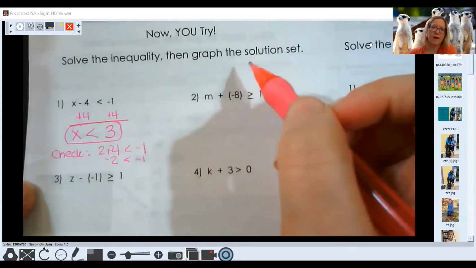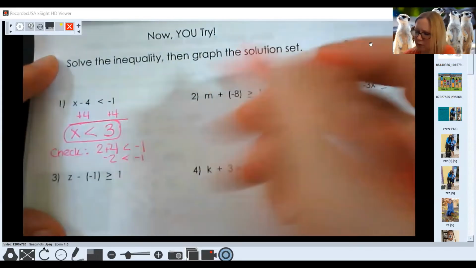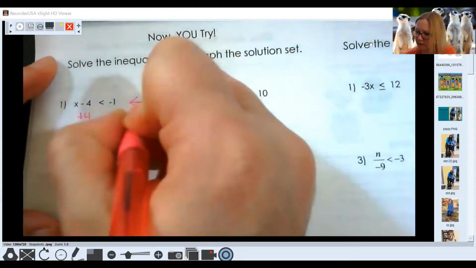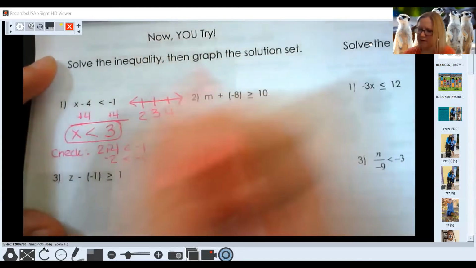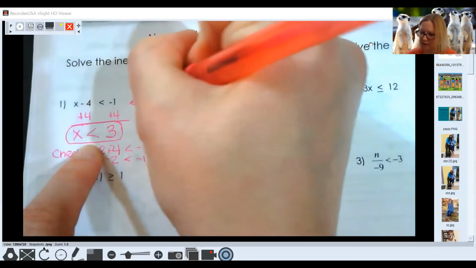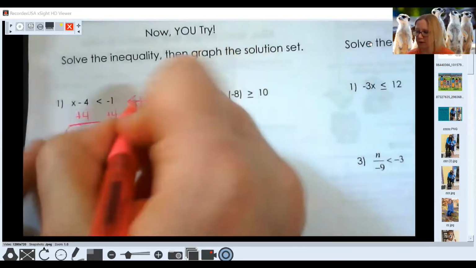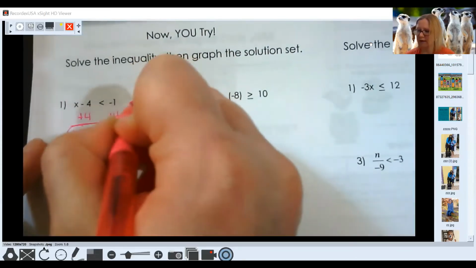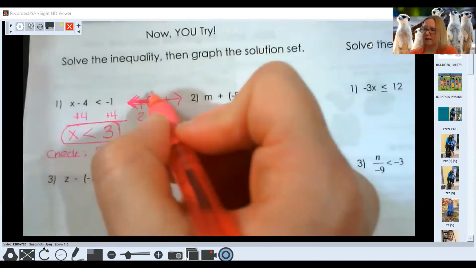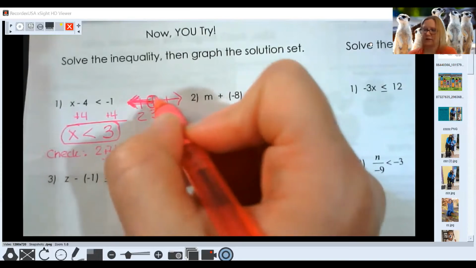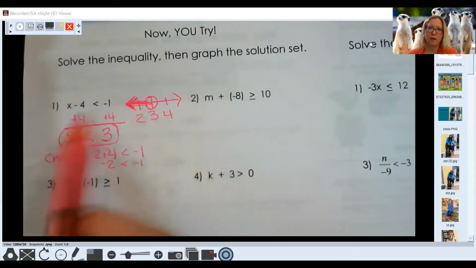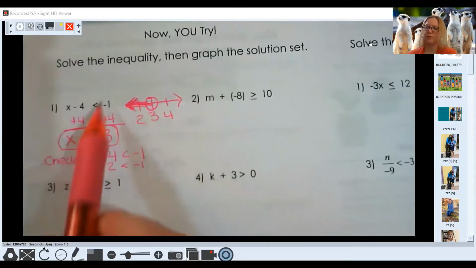Now it also says to graph our solution set. When we graph it, I may need to write these on a separate sheet, and you might need to too. I need to make sure that this 3 is on my graph. It's not including 3 in my answer because it's just less than. So open circle on 3 and I'll shade to the left. Since it's an open circle on 3, 3 is not part of the answer, but I'm shading to the left, and to the left all the numbers are getting smaller. So any value smaller than 3 would be true.